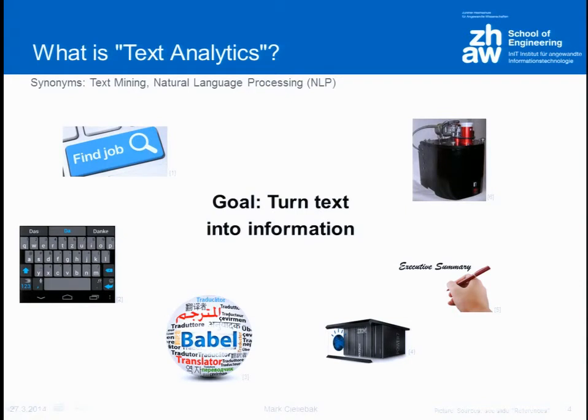Well, not every project shown here is one we work on, but typically you are given a text or a lot of text, and you want to extract some information from it. Something like a summary, to know what is in there without reading the entire text, or you want to predict what someone is typing on a smartphone to do spell checking. You want to translate texts. You want to find the proper job, given a job description and a CV, who is a matching person for the job. How can you find the best one?